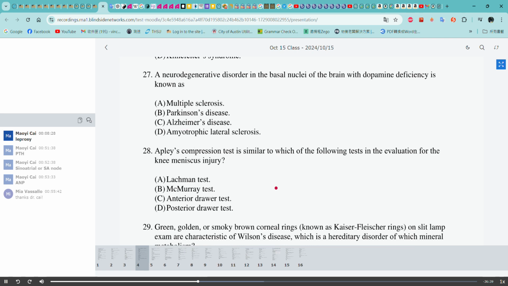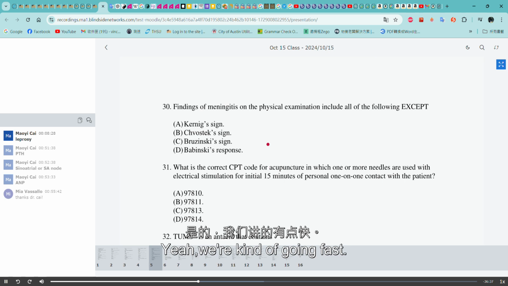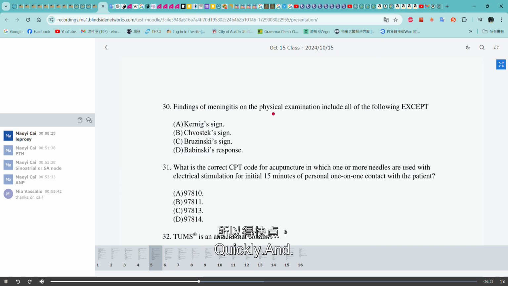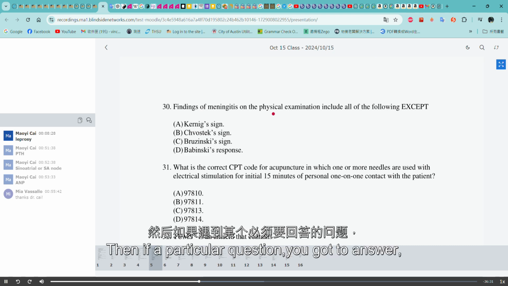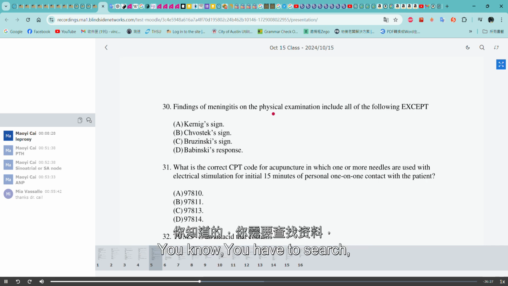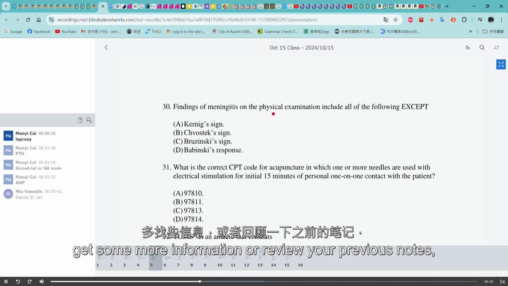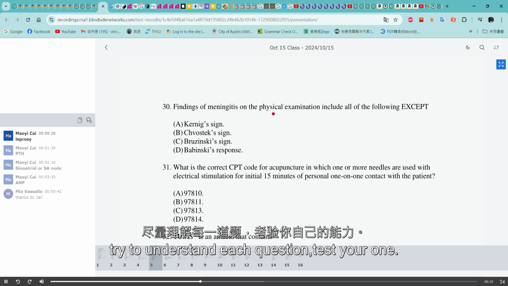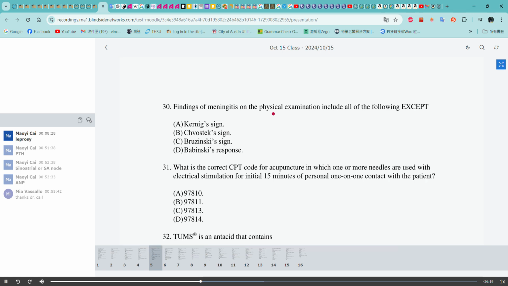30. Yeah, we're kind of going fast. You know why? Because it's 100 questions, right? Quickly. And then if there's a particular question you have to answer but you still cannot figure it out, you have to search, get some more information, or review your previous notes, all the courses. Yeah, try to understand what each question tests.